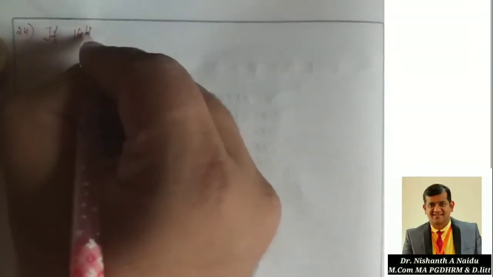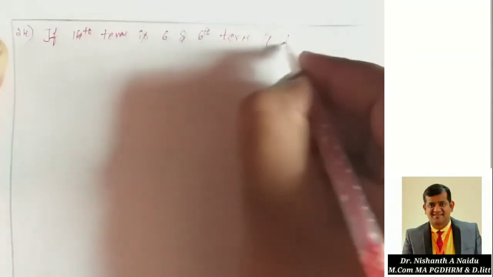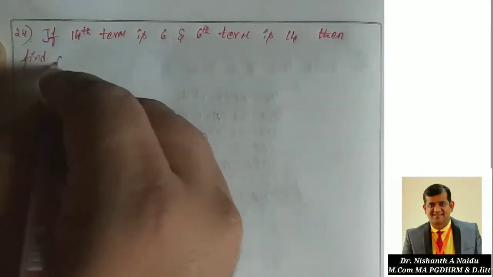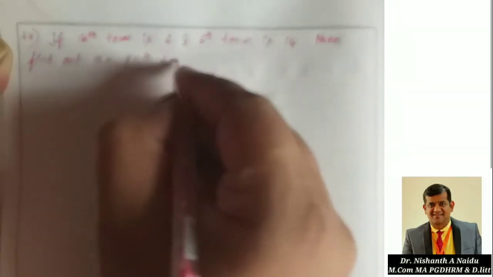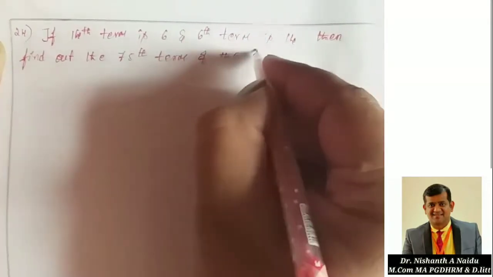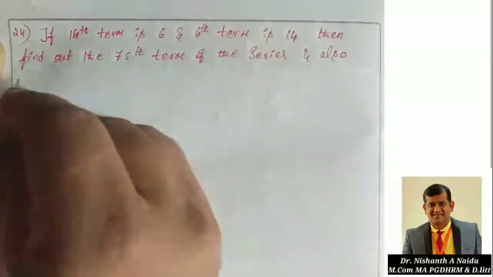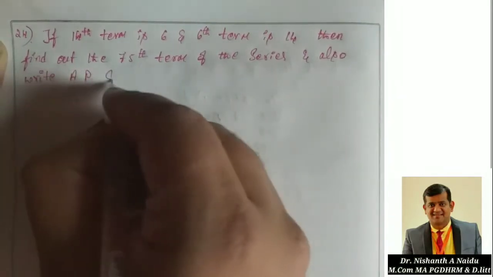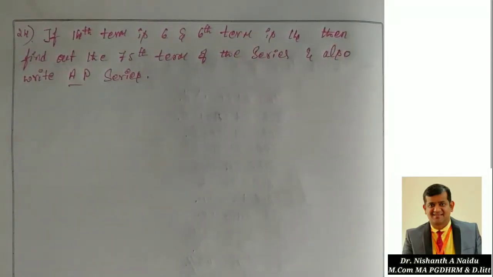If the 14th term is 6 and the 6th term is 14, then find out the 75th term of the series and also write the AP series. Okay. So now we have to find the solution for this.